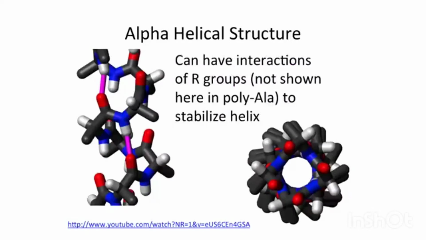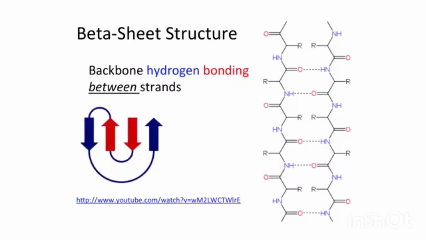You can have interactions of the R groups because this is a polyalanine sequence. You'll see that there isn't a side chain really to interact, but with some of the longer side chains, you can have interactions of the actual R groups, the side chains, that also stabilize the helix.